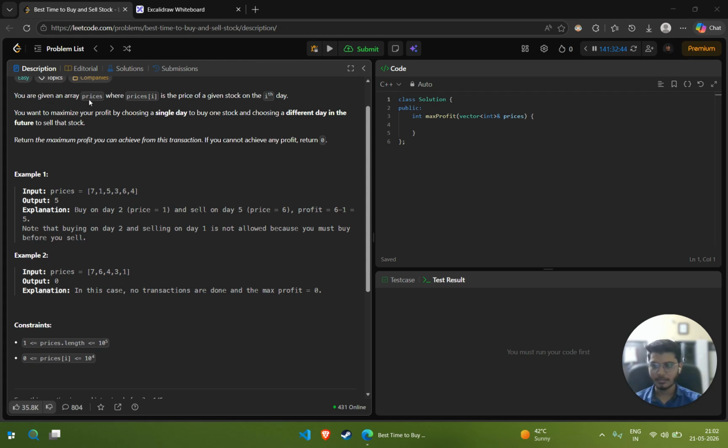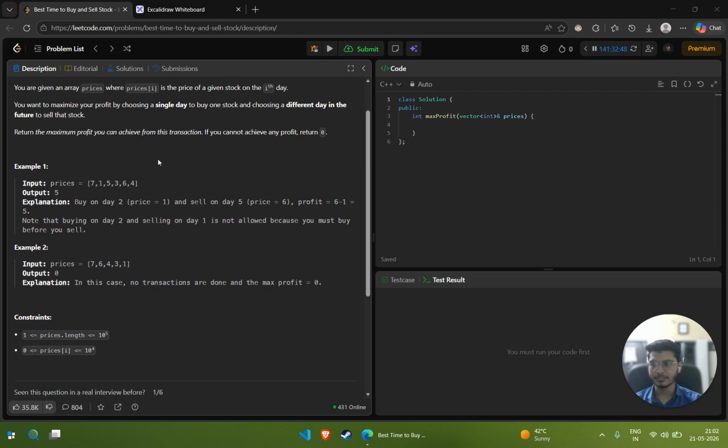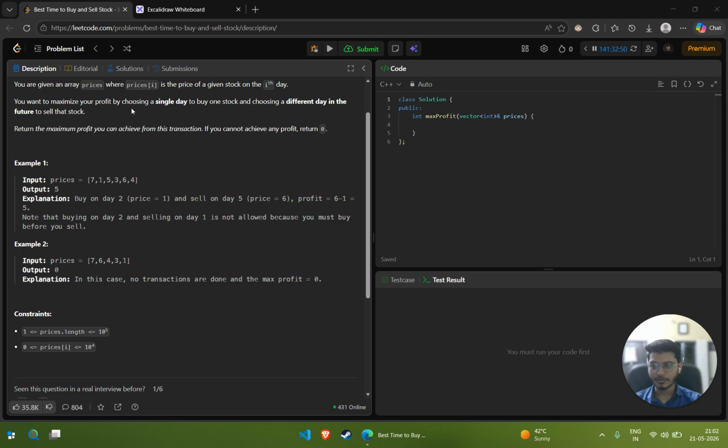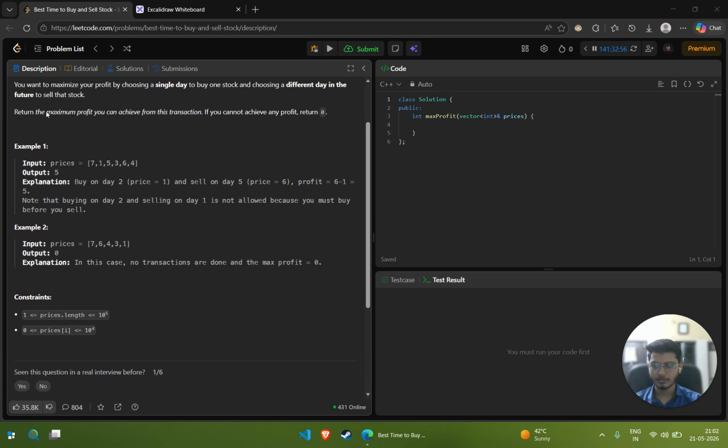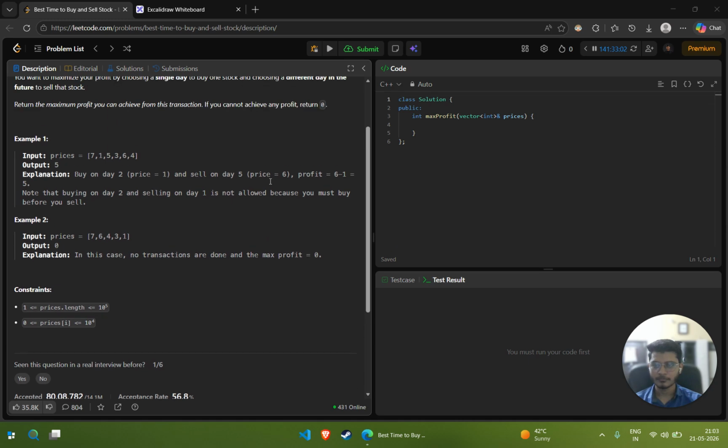Here we are given an array of prices where prices[i] is the price of a given stock on the ith day. We want to maximize our profit by choosing a single day to buy one stock and choosing a different day in the future to sell that stock. Return the maximum profit you can achieve from this transaction. If you cannot achieve any profit, return 0.